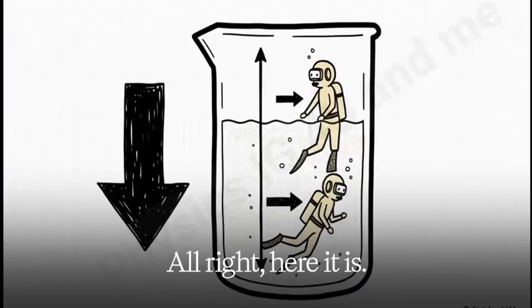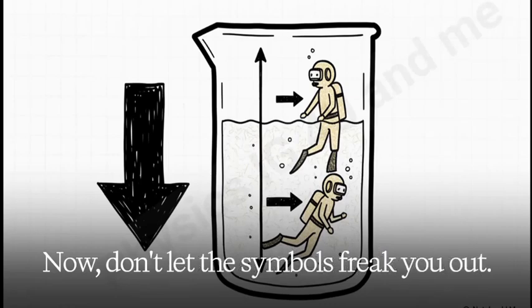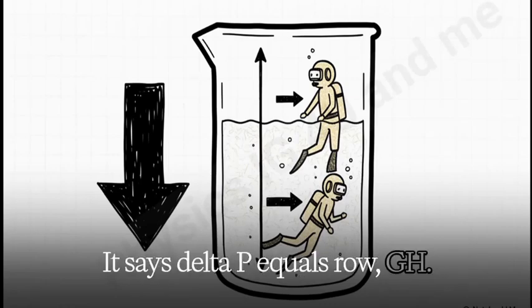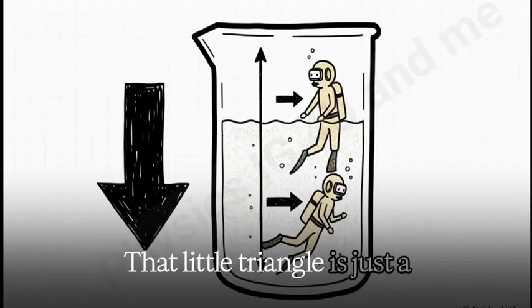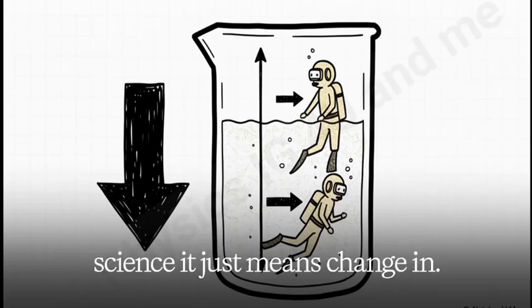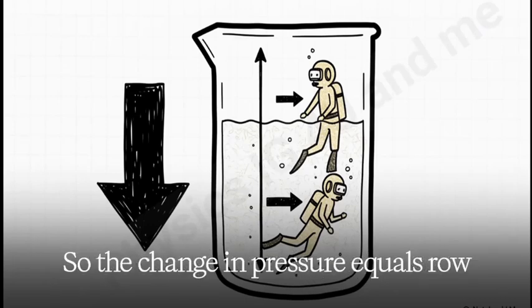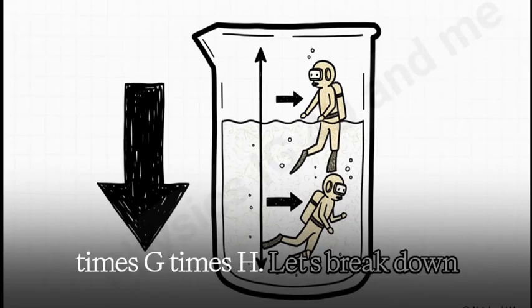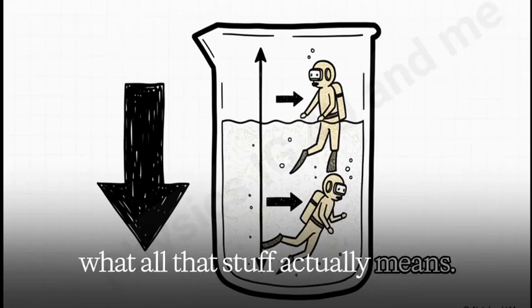All right, here it is. Now, don't let the symbols freak you out. It says delta P equals rho g h. That little triangle is just a Greek letter, delta, and in science it just means change in. So the change in pressure equals rho times g times h. Let's break down what all that stuff actually means.